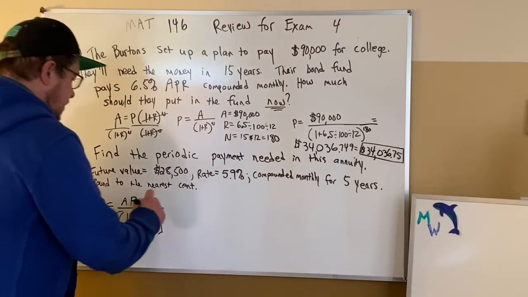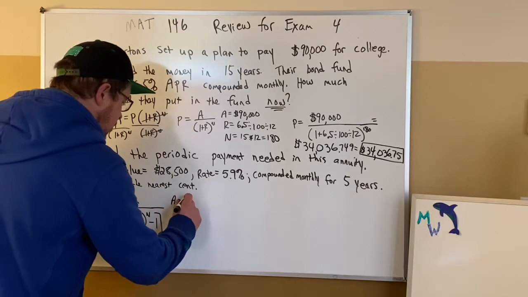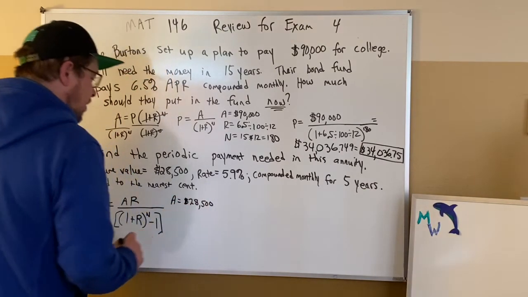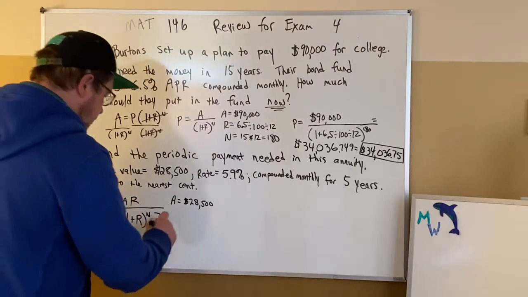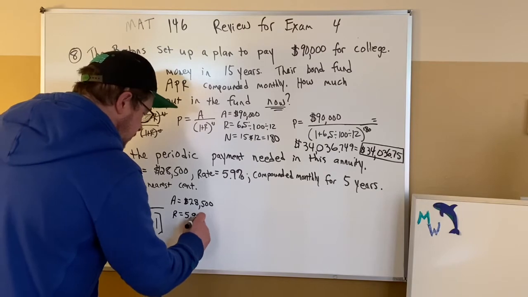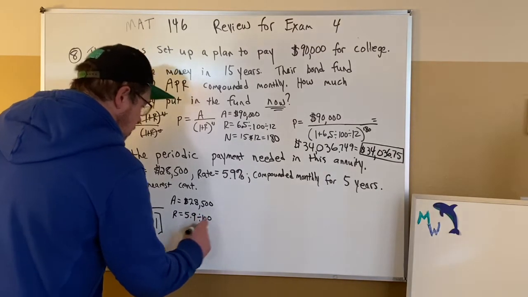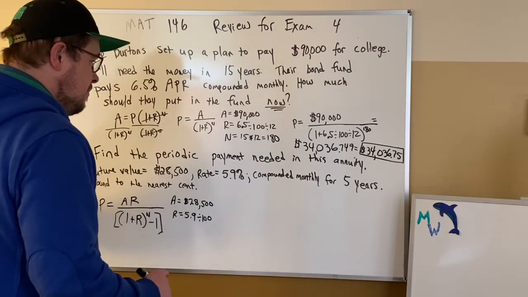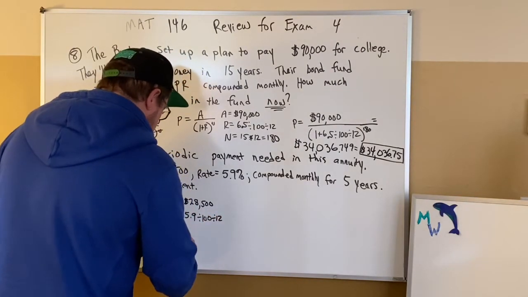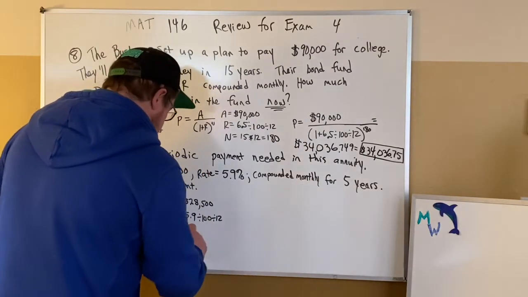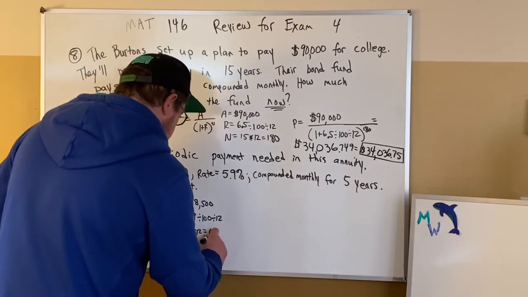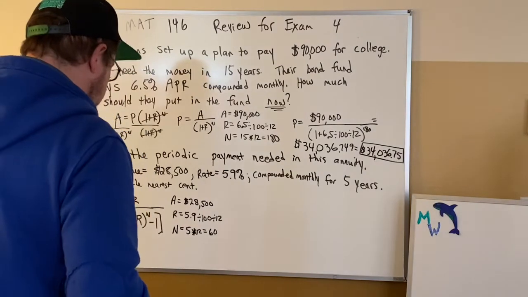Let's see what they've got. A equals 28,500. That's the future value, the account balance of the annuity in the future. R is 5.9 divided by 100, and compounded monthly, so divided by 12. N is 5 years, but 12 times a year, so times 12 gets you 60 payments going in.